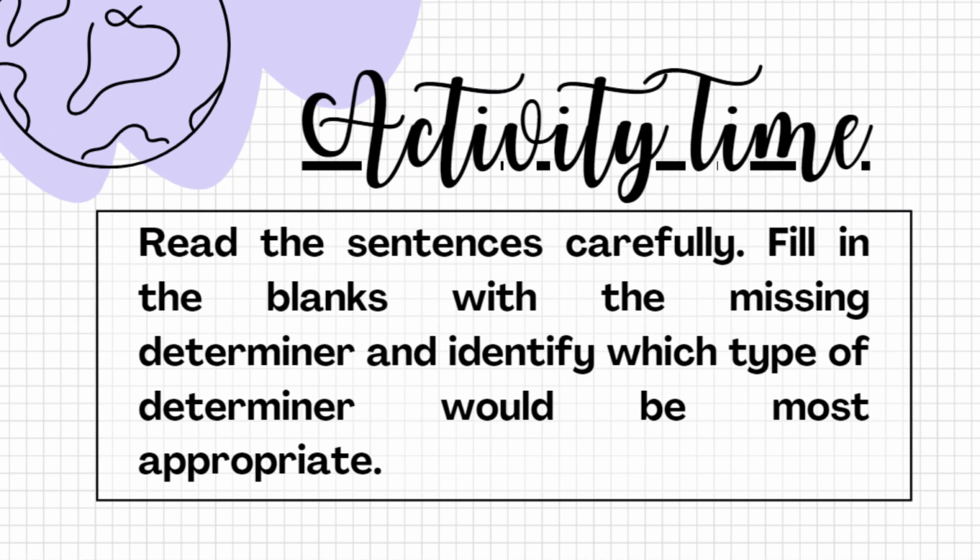For your activity, read the sentences carefully. Fill in the blanks with the missing determiner and identify which type of determiner would be most appropriate. You have 2 minutes to answer. Your timer starts now.